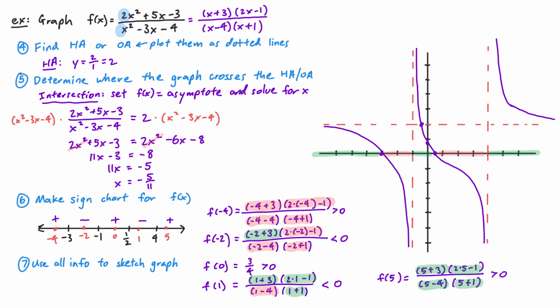So this is how we use all of the information that we've obtained to help us draw the graph. So let's quickly go over the steps of graphing a rational function again. We factored the numerator and denominator. We found the x and y intercepts. We found the holes and vertical asymptotes for our function. We found the horizontal or oblique asymptotes for our rational function. And then we determine where our graph crosses the horizontal or oblique asymptote. After that, we make a sign chart for our function, and then we use all of that information to help us draw the graph. So that's it for this video. In our next video, we'll go through another example of graphing a rational function.